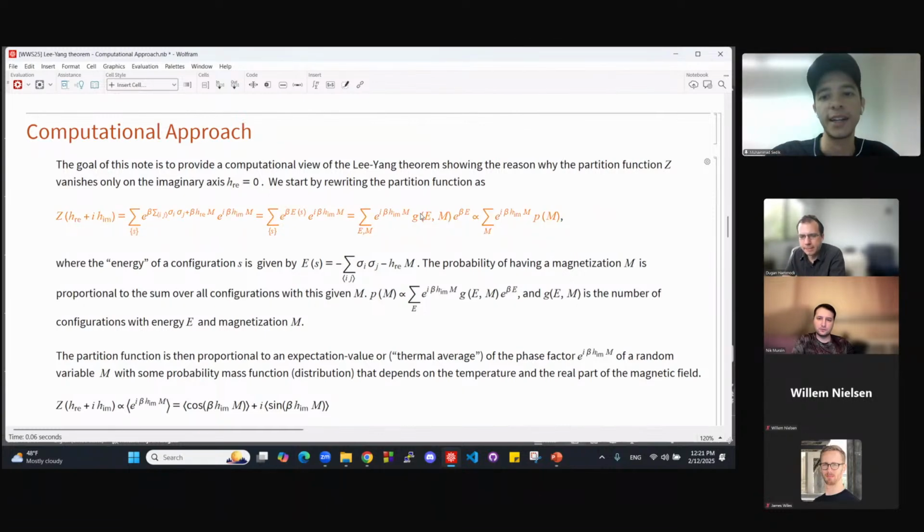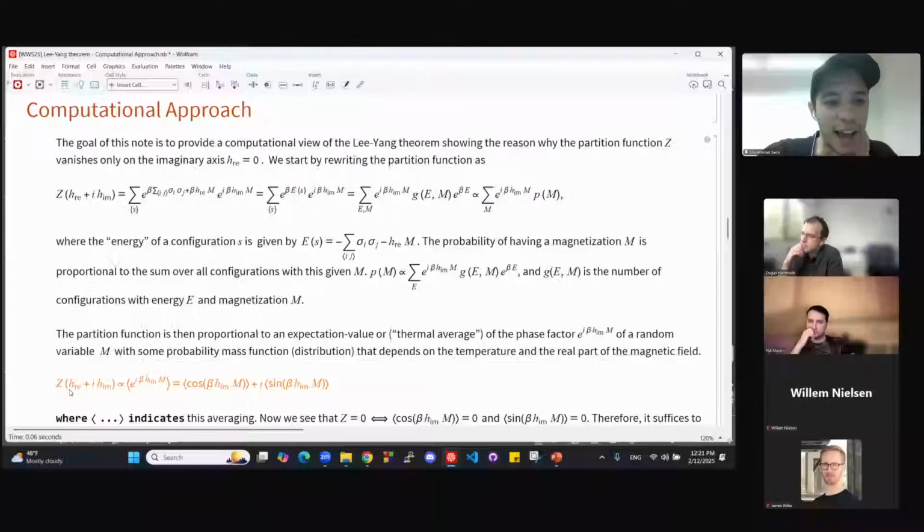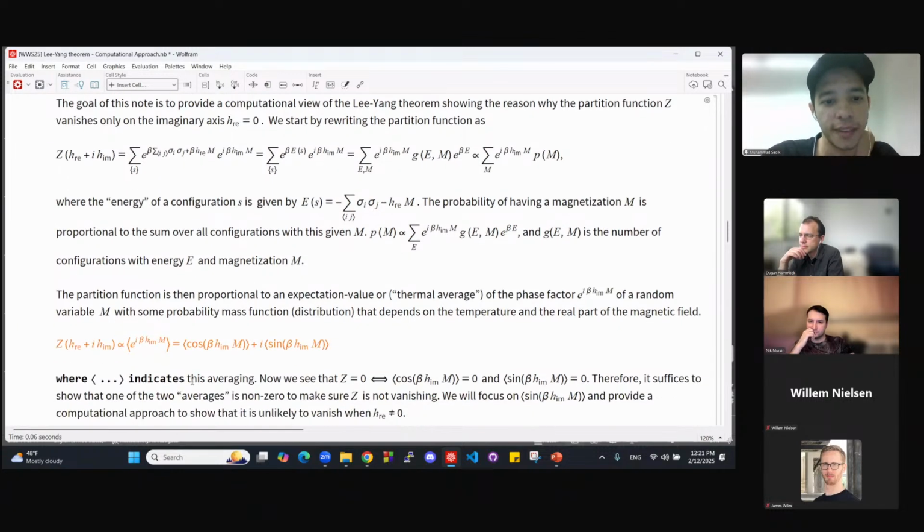Okay, so now if I break down everything like this, it seems like I'm just computing the average of a quantity that is a phase. So I can write the partition function as proportional to the statistical average of a random variable m. I could break this into a cosine part and a sine part. For Z to be 0, I need both this average and that average to be 0, because this is real and this is real, so they can't cancel one another. There is an i here.